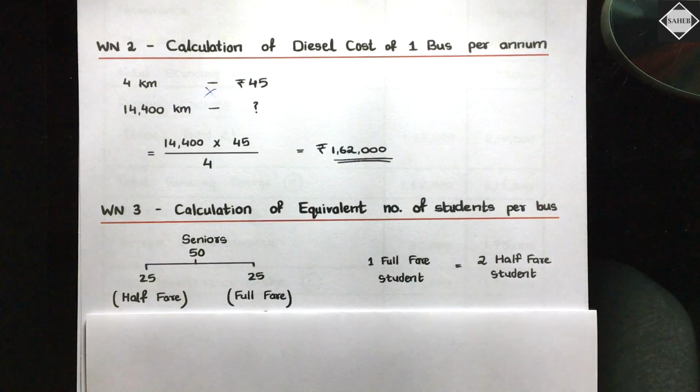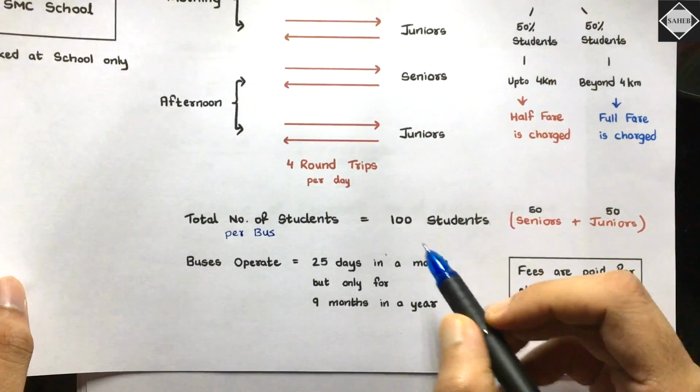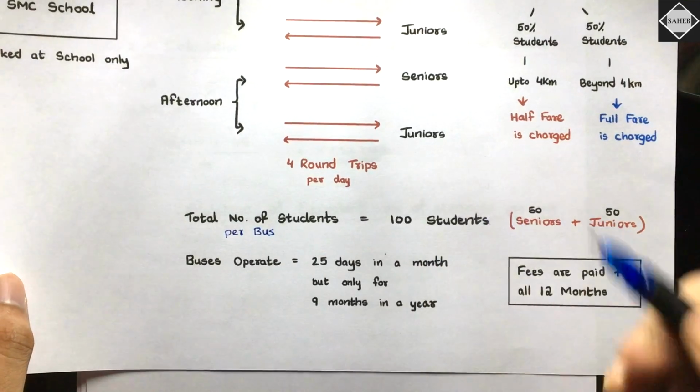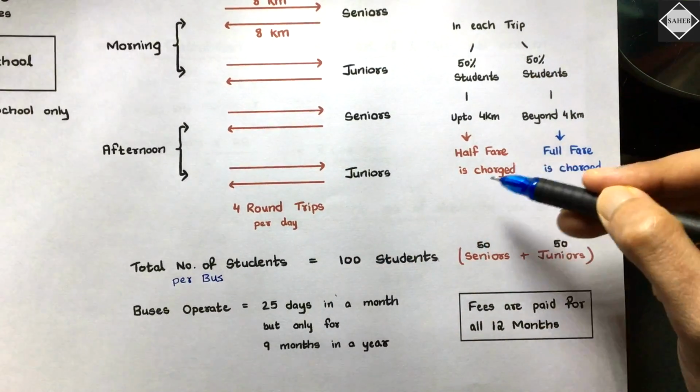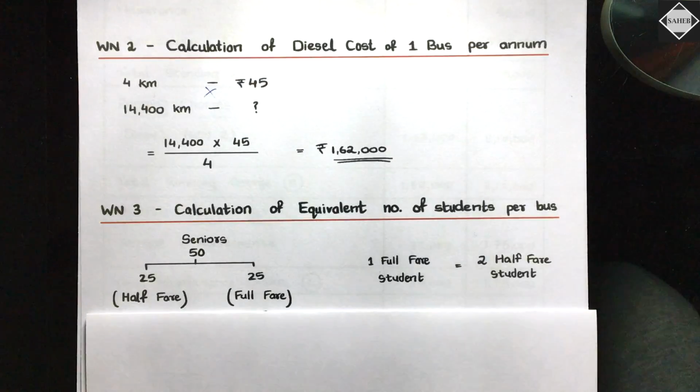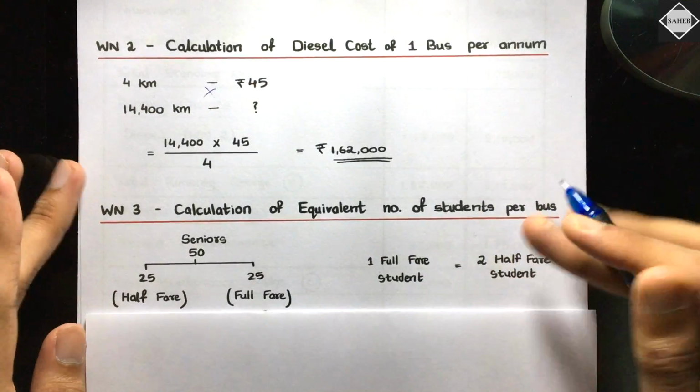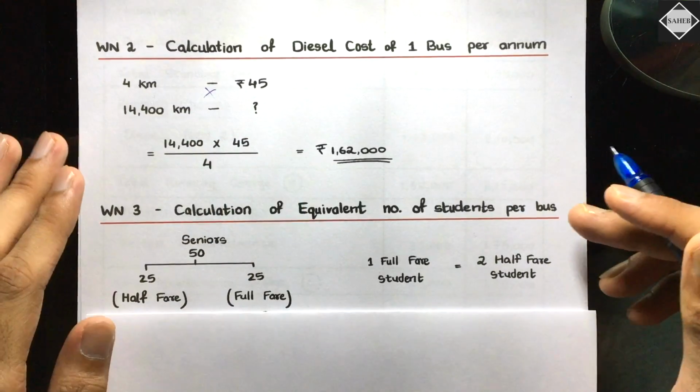I told you, we can't divide the cost per month by 100 students. If we do that, it's completely wrong, because we have apples and oranges. It's a completely different thing. So what we have to do is make them similar. So how to make them similar? That's what I'm teaching you right now: how to calculate the equivalent number of students.